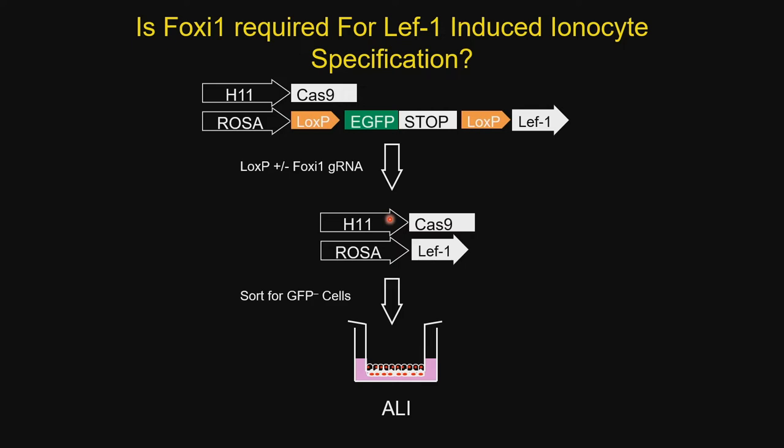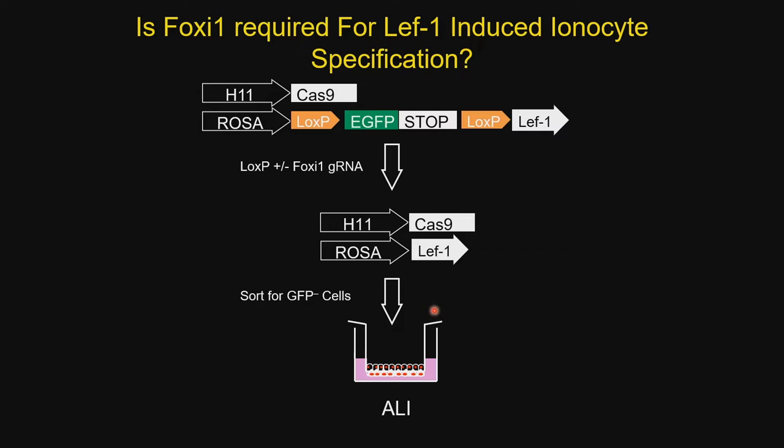To do that, we used a CRISPR-Cas9 model. We have these mice that express Cas9 in the H11 locus, and at the same time, they have the LEF1 conditional knock-in cassette at the ROSA26 locus. So we prepared the myoepithelial cells from these mice and transfected LOXB plus or minus FOXI1 guide RNAs. This means that LOXB guide RNA will result in loss of color in these cells, so they will be GFP negative, and then we FACS sorted for GFP negative cells and cultured again in ALIs.